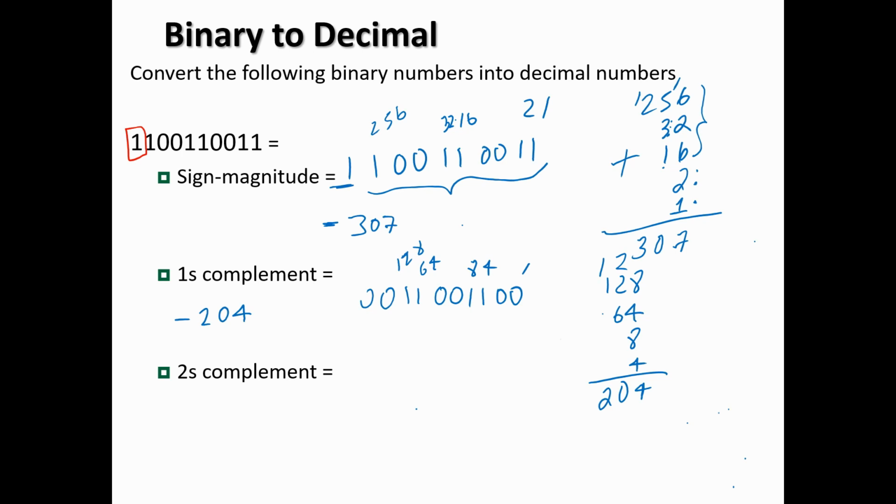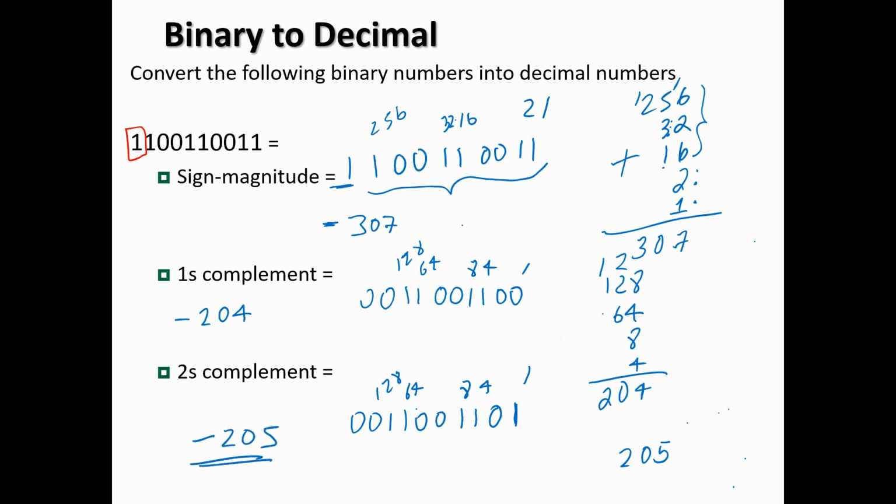Remember, starting from the right, we're gonna copy the first one and then invert all of them. So 0, 1, 1, 0, 0, 1, 1, 0, 0. Okay, so that's going to be a 1, 4, 8, 64, and 128. You can already see that it's gonna be a 205. So minus 205.